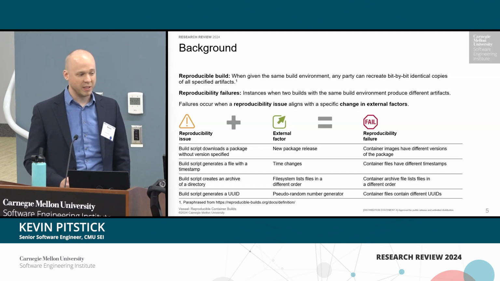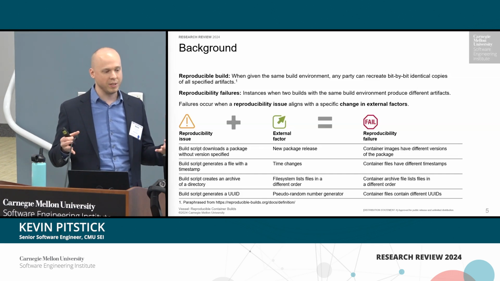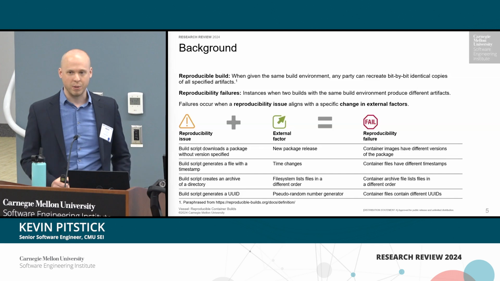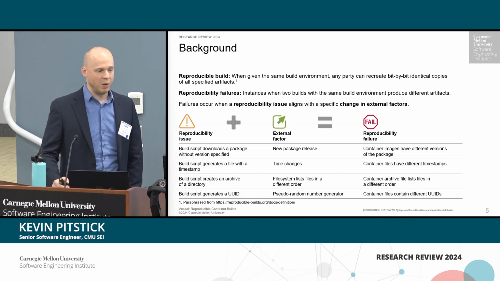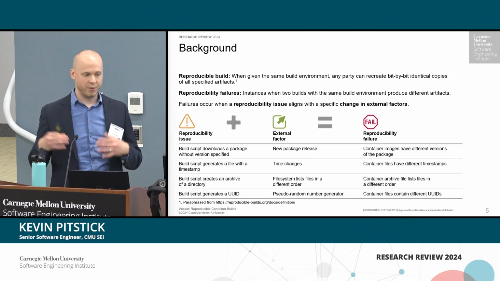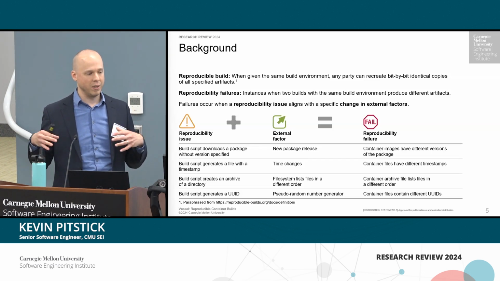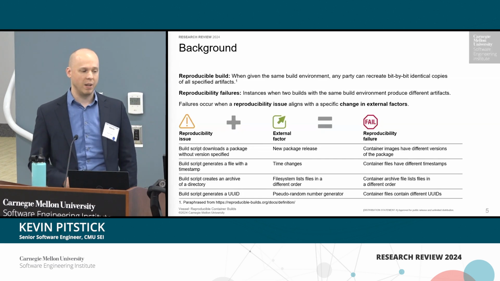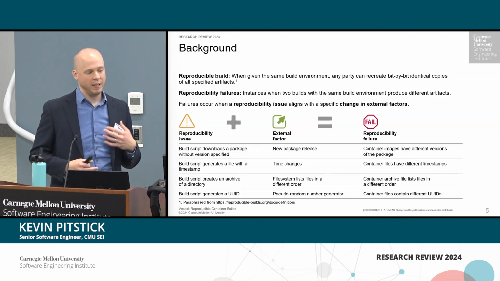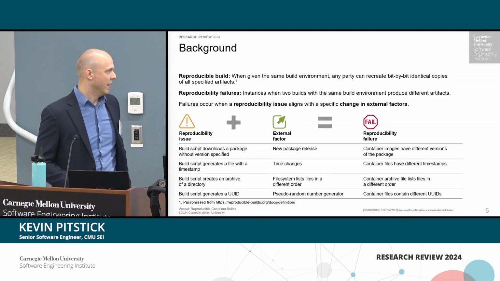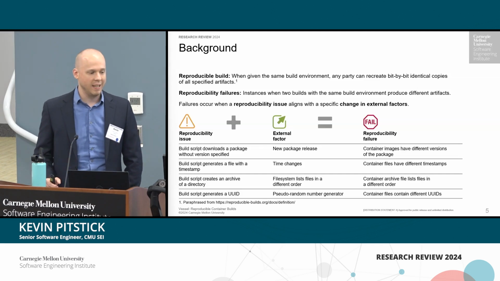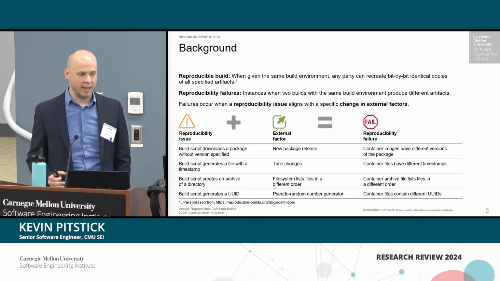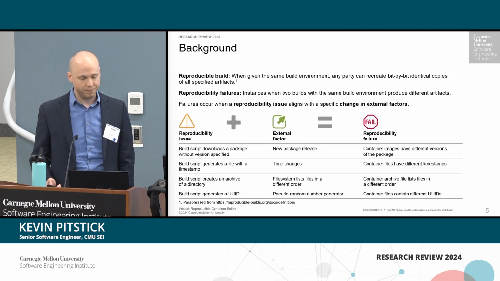When I talk about a reproducibility failure, it's an instance when you have two separate builds of the same container image with the same build environment, and you get two different outputs. In this case, that would be the container image. And then these failures occur when you have a reproducibility issue, which is the actual part of the code that makes it not reproducible, and then there's a specific change in an external factor. So there's some examples here. Time is a very common one that we see. New package releases, if you depend on upstream sources, but there's a whole number of little things that could make your build not reproducible.